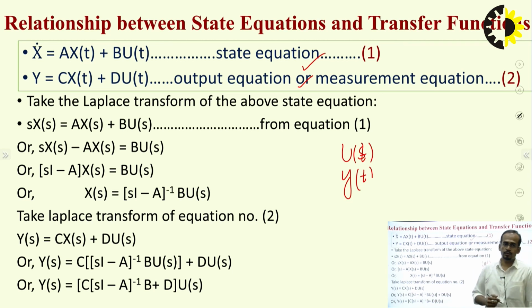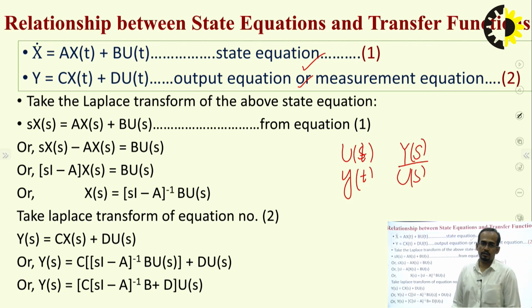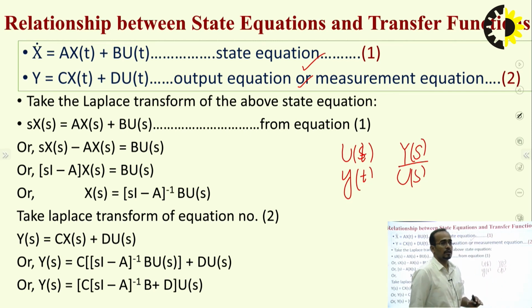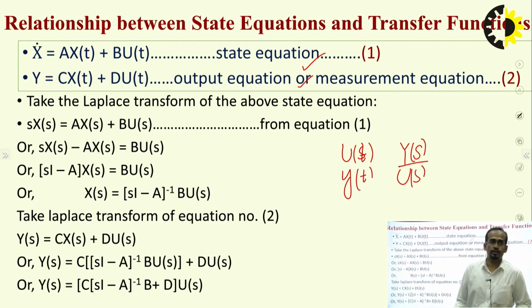To get the transfer function, we have to find the ratio of the output to the input, meaning we have to find Y(s) by U(s), where u(t) is the input and y(t) is the output. These are the state equations, x dot t equal to Ax(t) plus Bu(t). I will take the Laplace transform of this equation and of the output equation. Say this is equation 1 and this is equation 2.